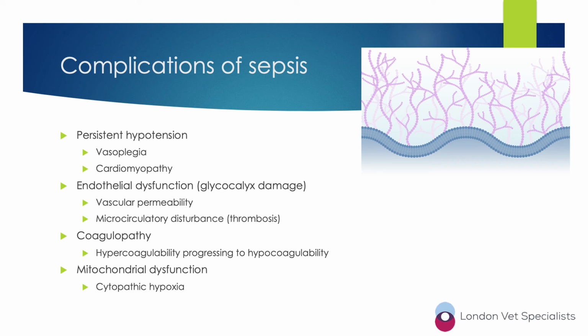The mitochondria also can be damaged, and you get this mitochondrial dysfunction whereby even if you deliver oxygen to the tissues, the mitochondria are not able to utilize that oxygen, so we have this cytopathic hypoxia. So really a lot of things going on that are very complicated.